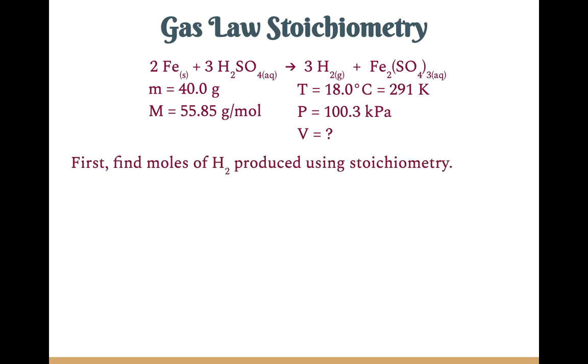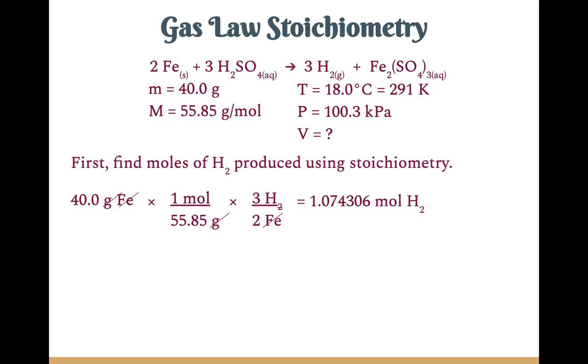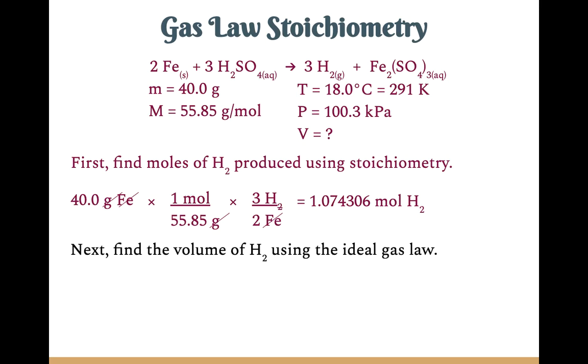So the first step is to find the moles of hydrogen gas produced using stoichiometry. This is really two steps in one. We're going to take the 40 grams of iron and convert that to moles using the molar mass. And then we're going to convert to hydrogen using the mole ratio from the balanced chemical equation. So units cancel and we're left with moles of hydrogen gas, which is what we're after. And so we have 1.074306 moles of hydrogen.